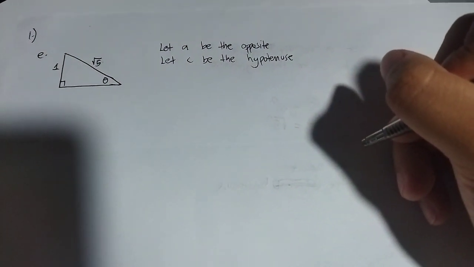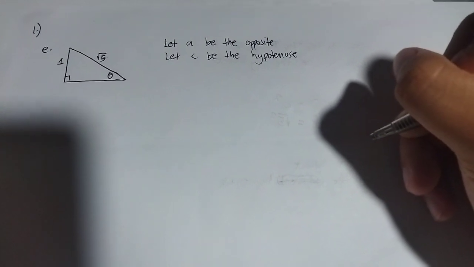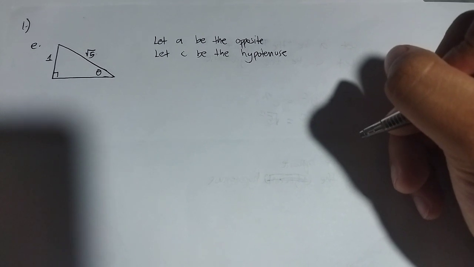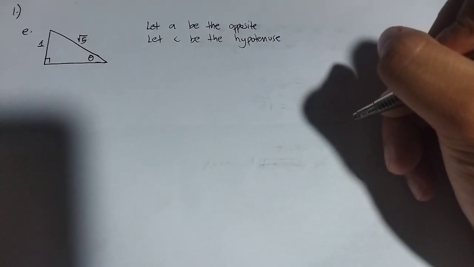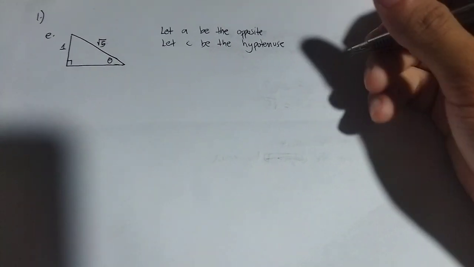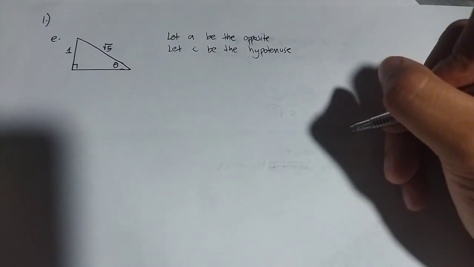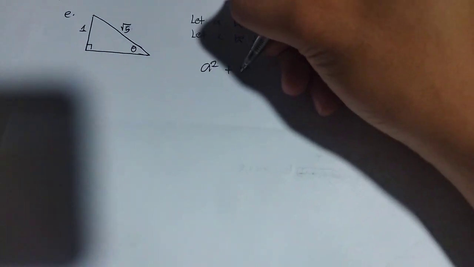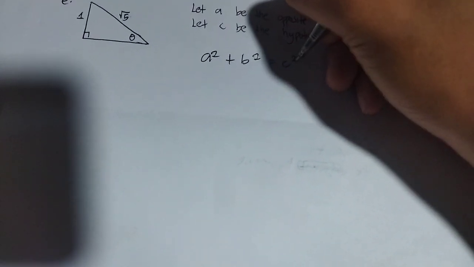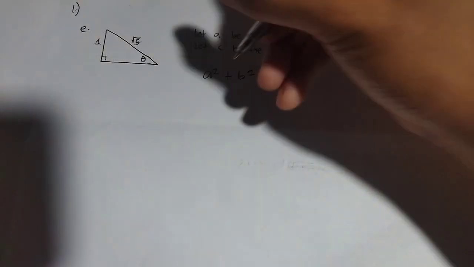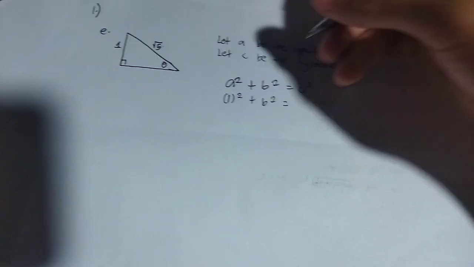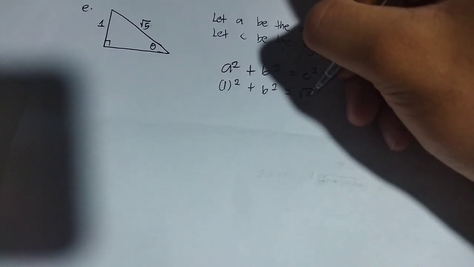Next is the problem E. So in problem E, we have hypotenuse and opposite. So to find the adjacent, we will use Pythagorean theorem since it is a right triangle. So let A be the opposite and let C be the hypotenuse. So we have A squared plus B squared is equal to C squared. Then substitute, we have 1 squared plus B squared equal to square root of 5 squared.